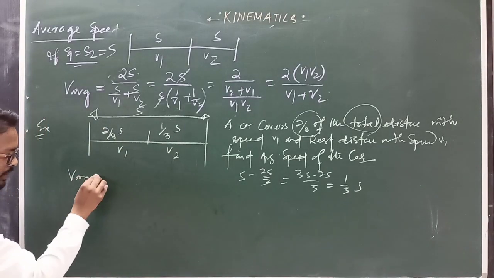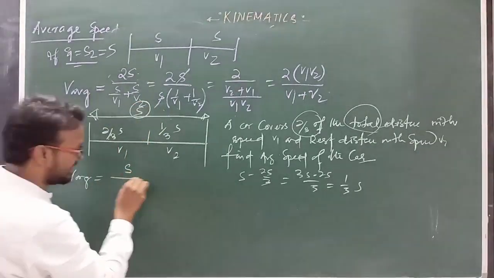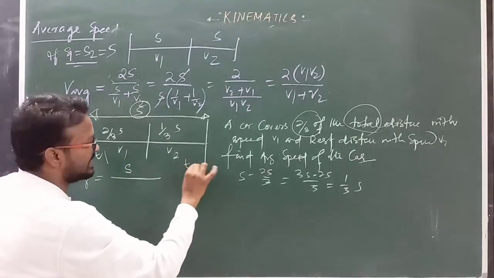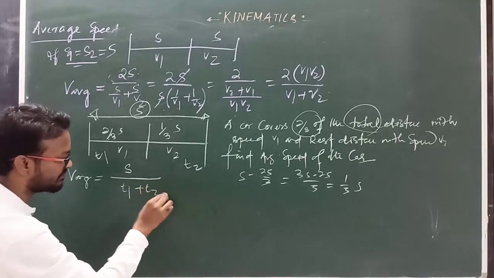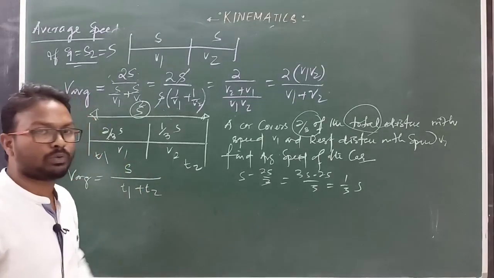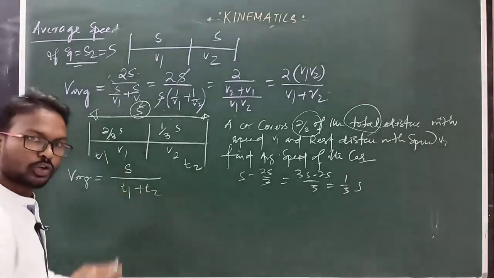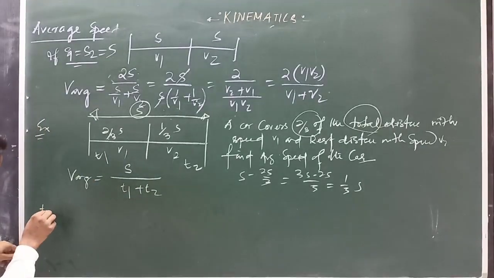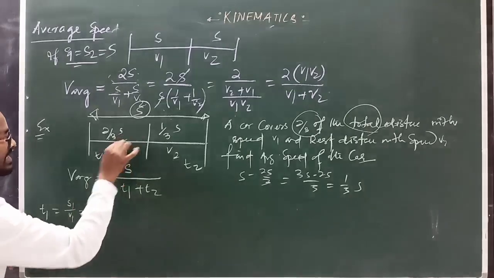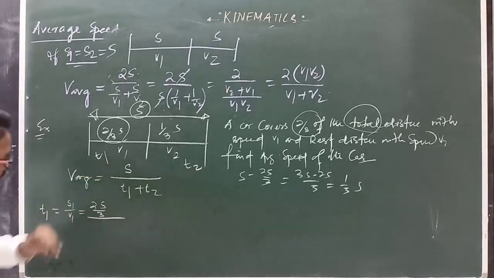So V average equals total distance, which is S, divided by total time taken. Suppose the time taken here is T1 and here is T2, so we write T1 plus T2. Keep in mind T1 and T2 are two unknown quantities, so first we have to convert T1 and T2 in terms of known quantities. So T1 equals S1 by V1, and S1 is 2S by 3, divided by V1.